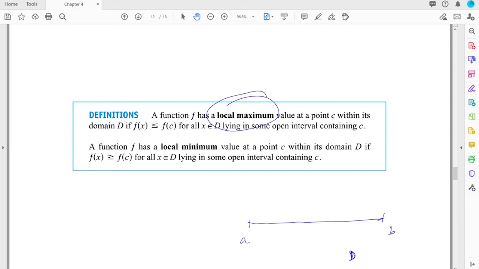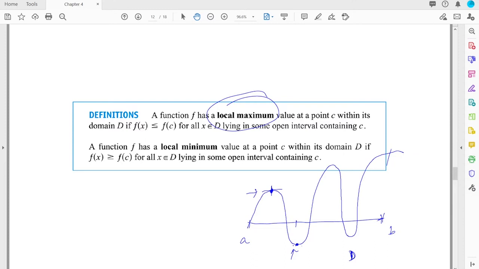Local maximum means, let's say for example, this is the graph. Then as you can see, at this point the value of the function is greater than the values that come before and after. That is called local maximum. The value of the function at this point here is smallest compared to the value just before and just after that. That's why it's called local minimum. So these kinds of values are called local max or local min.